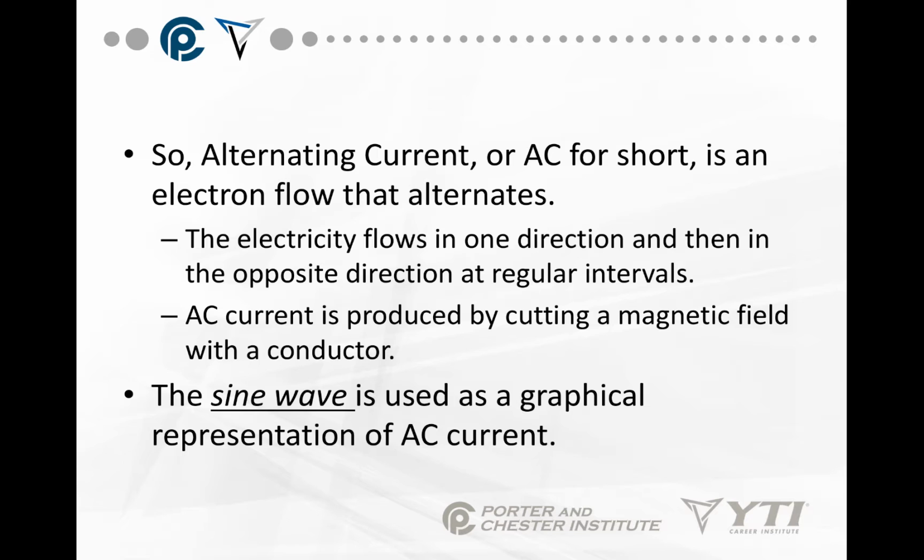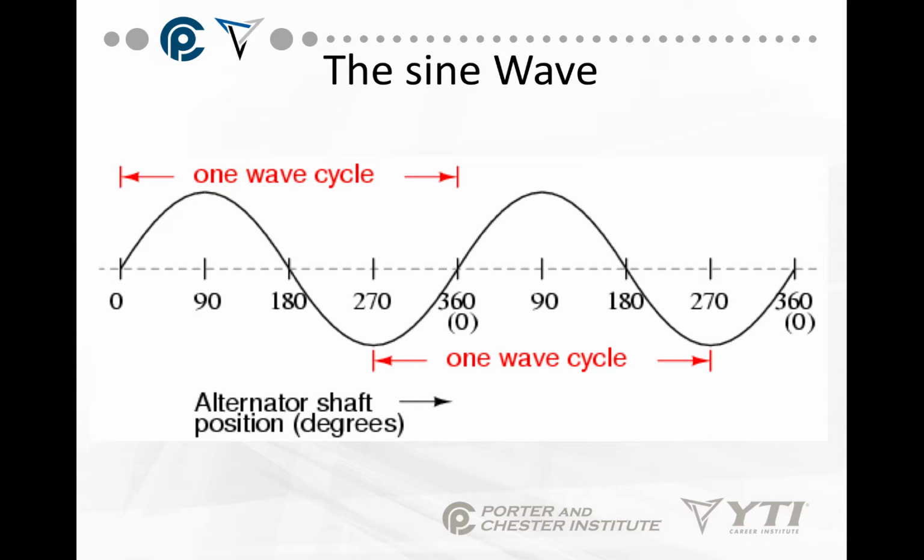Alternating current is produced by cutting a magnetic field with a conductor. So what we do is we spin a magnet inside a coil of wire. The coil of wire is the conductor, and the magnet produces the magnetic field. The sine wave is used as a graphical representation of AC current. So this is a sine wave.